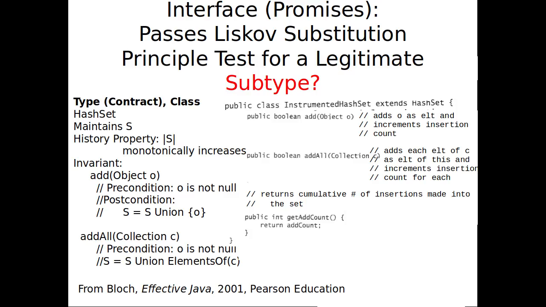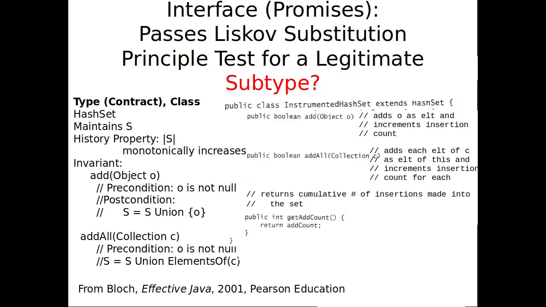And then InstrumentedHashSet is going to have a contract where it maintains those basic features of add and addAll, but it's going to maintain some additional information. So when we do an add in the subtype, InstrumentedHashSet, just like in the supertype, it's going to add the thing to the set, but it's also going to keep track by incrementing an insertion count. So if asked later, it can tell us how many things have been inserted.